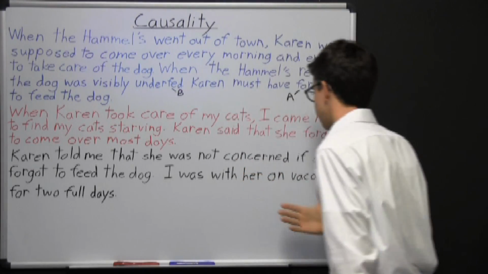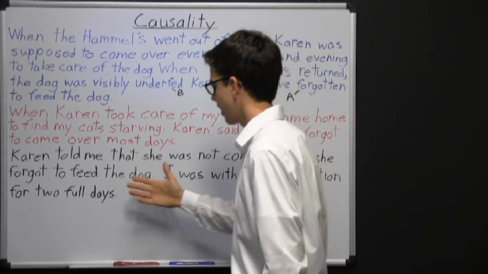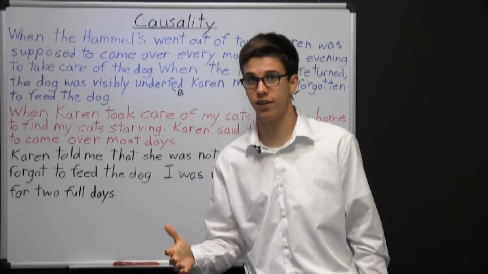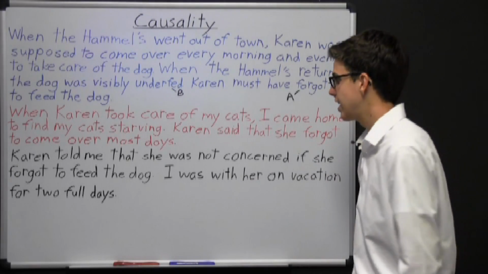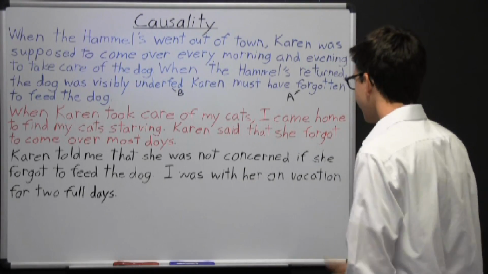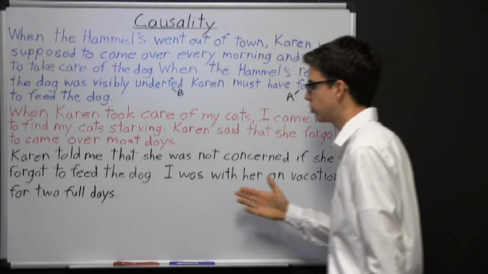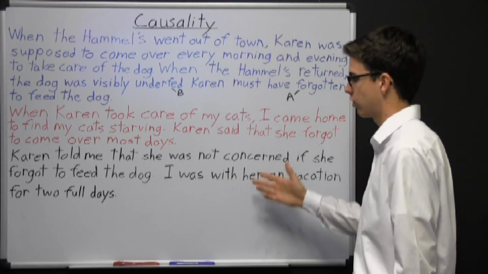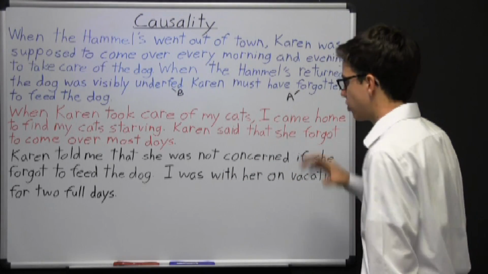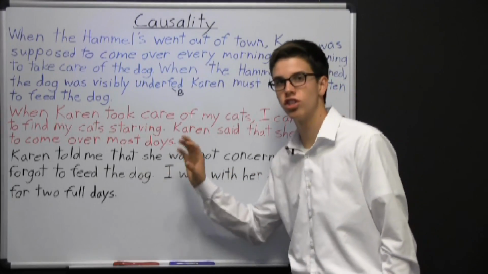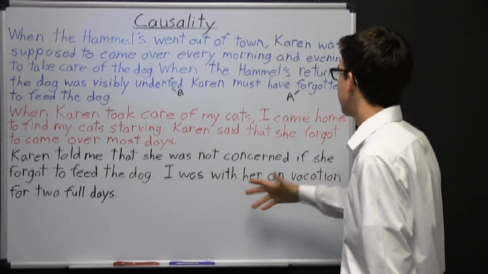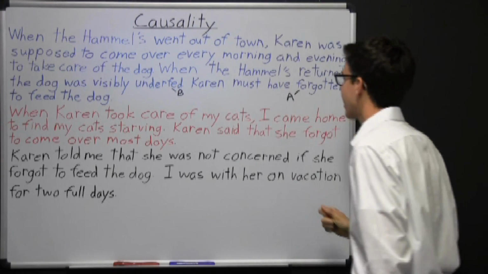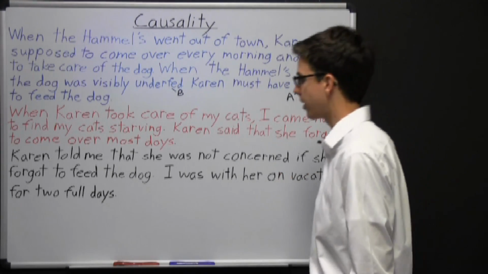If you're not concerned about something, you may forget to do something. And then also if she's not concerned about feeding the dog, that means if she realized she forgot to feed the dog, she wouldn't go back over to the Hamels to feed him. And this person was with her on vacation for 2 full days. So there's no way that Karen could have been feeding the dogs for those 2 full days. Assuming that this comes from a reliable source, this changes things a lot because before we were saying it's possible that A caused B, but now we can say it's probable that A caused B.